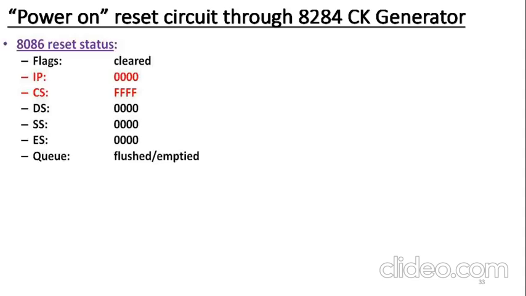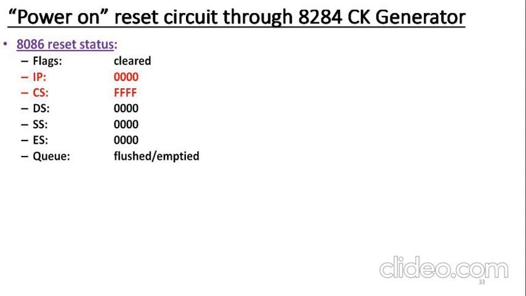Now clock generator will be used to perform that reset operation of the microprocessor. Now here is 8086 processor reset status. It means that contents of various registers, queue or flag bits, how they behave or how they are set immediately after resetting the microprocessor. We know that processor is reset means processor gets initialized to the known value.